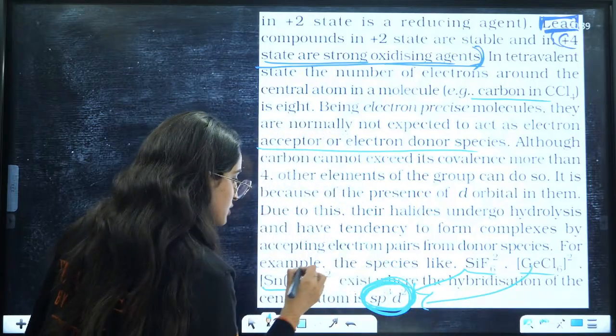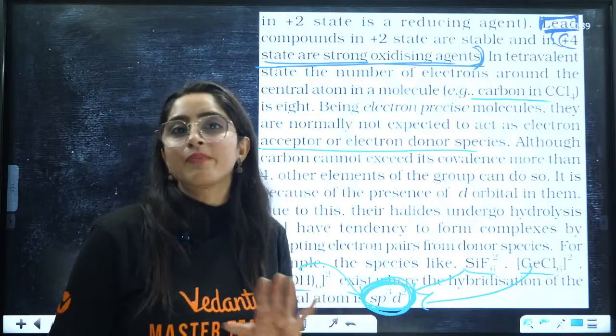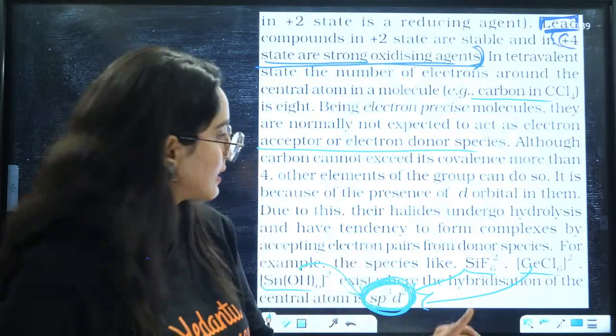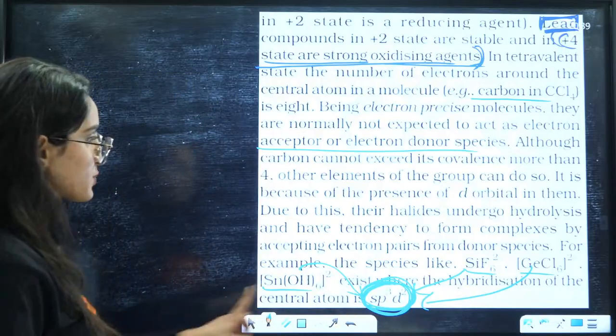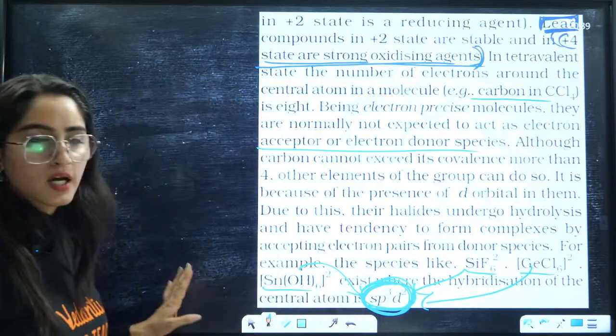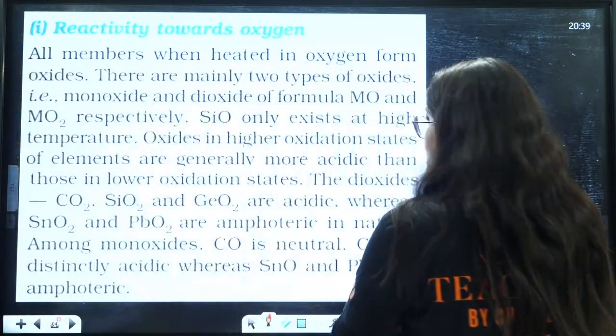They can easily ask you what the hybridization of these species is, right? Carbon cannot expand its covalency, but they can expand the covalency. That is why it is 6 here, 6 here, 6 here, because silicon, germanium, and tin can expand the covalency.